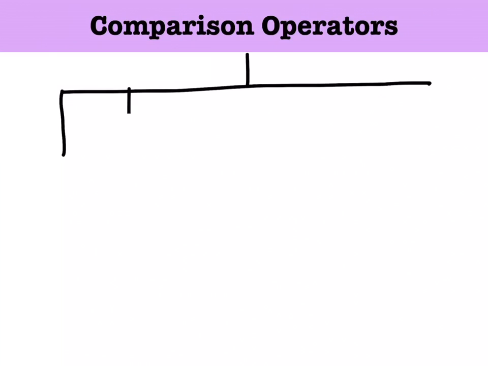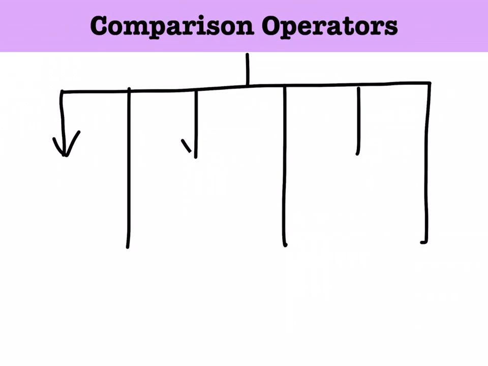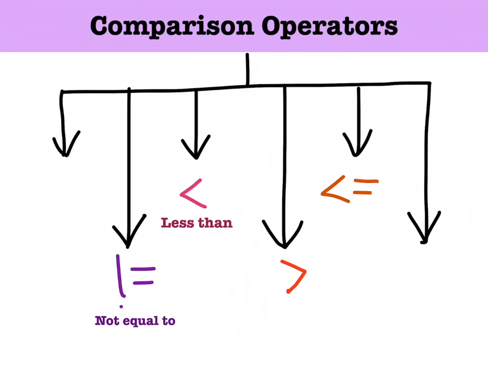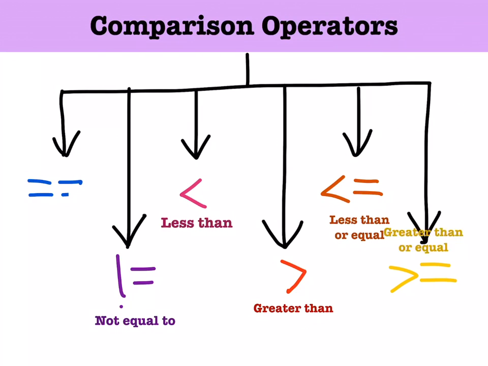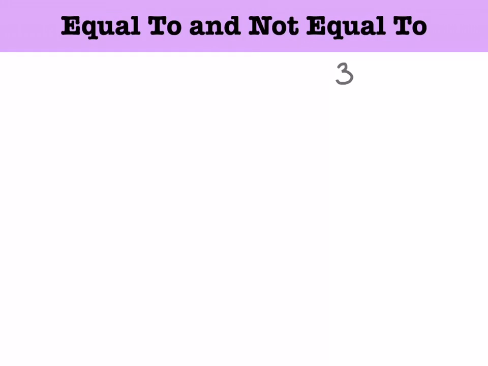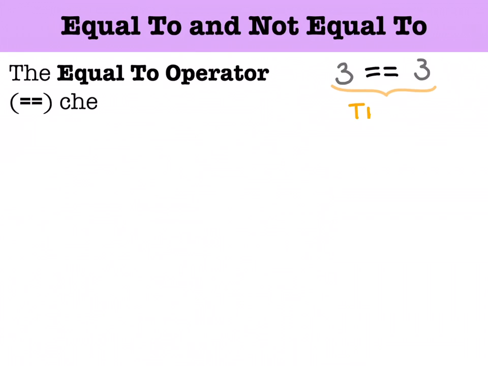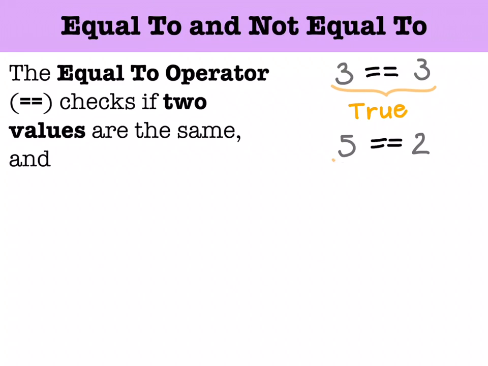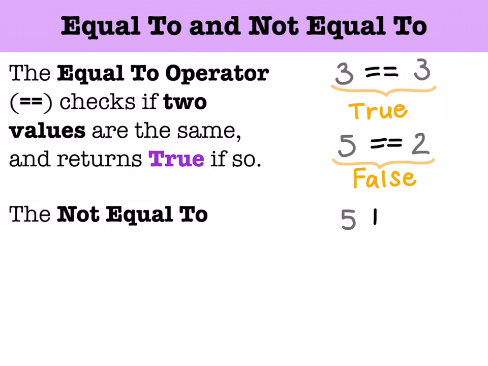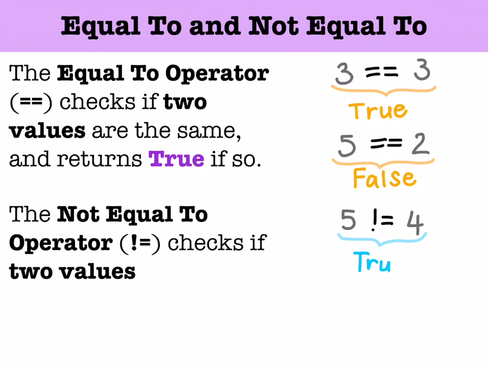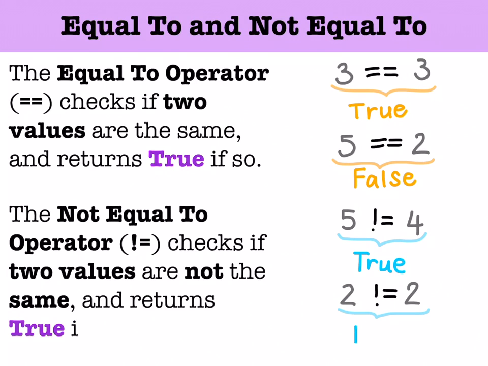The first type of operator I would like to talk about are the comparison operators. There are 6 comparison operators: equal to, not equal to, less than, greater than, less than or equal to, and greater than or equal to. The equal to operator checks if two values are the same and returns true if so. The not equal to operator checks if two values are not the same and returns true if so. Look at the examples on the right.